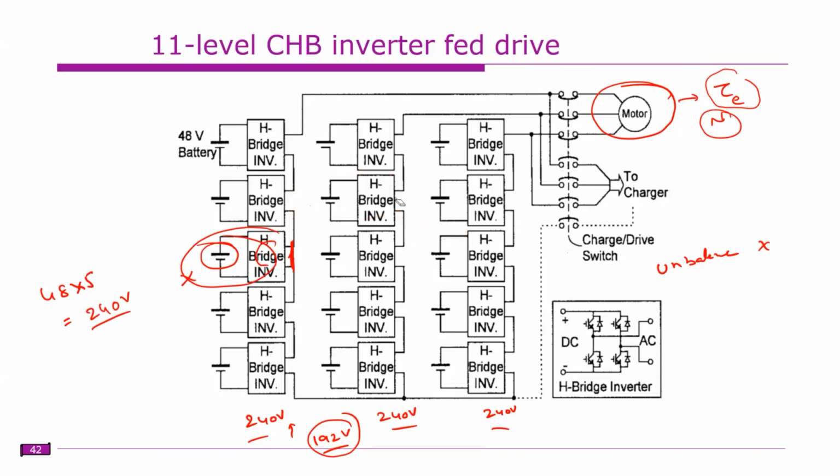So one of the easiest ways, right? Even though these are healthy, you can bypass one of these, and you can bypass another one. So now what will happen? What is the resultant now? Now this is also operating at 192 volts and this is also operating at 192 volts.